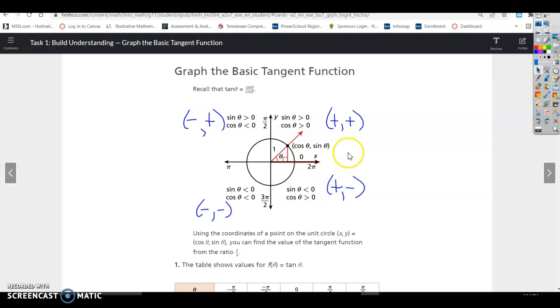That means we need to know what the signs are, because when you divide two positives, you get a positive. When you divide two negatives, you get a positive. But when you have opposite signs, like quadrant 2 and 4, you're going to have a negative sign. So again, this is going to be your y over x, because sine is your y, cosine is your x.